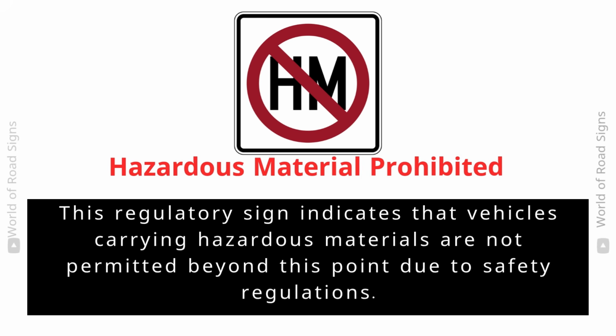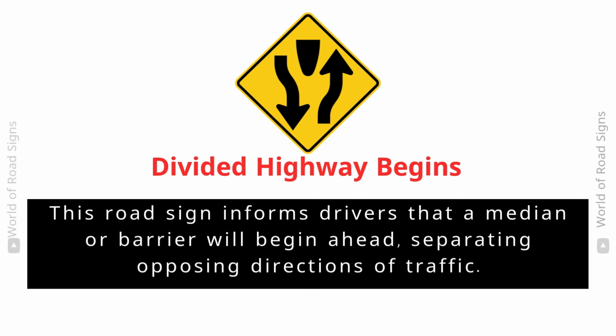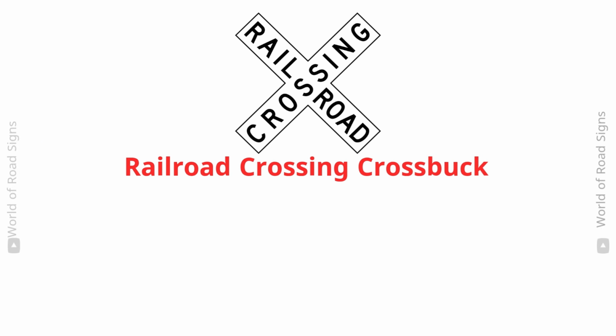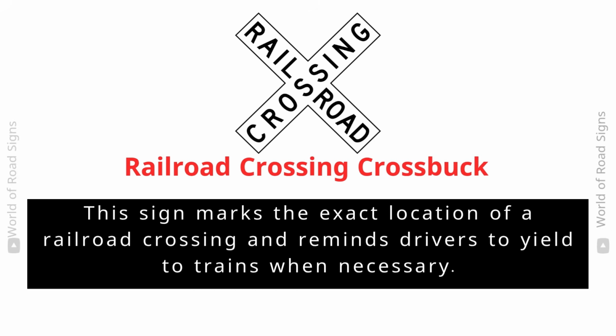Hazardous material prohibited. This regulatory sign indicates that vehicles carrying hazardous materials are not permitted beyond this point due to safety regulations. Divided highway begins. This road sign informs drivers that a median or barrier will begin ahead, separating opposing directions of traffic. Railroad crossing crossbuck. This sign marks the exact location of a railroad crossing and reminds drivers to yield to trains when necessary.